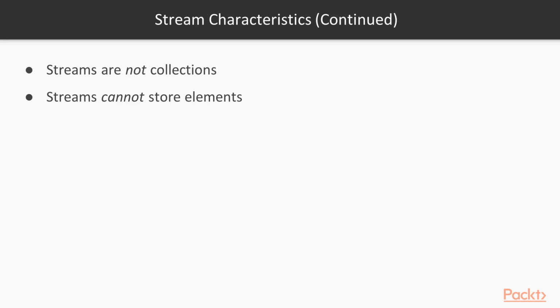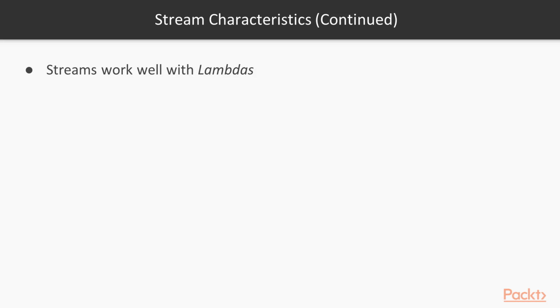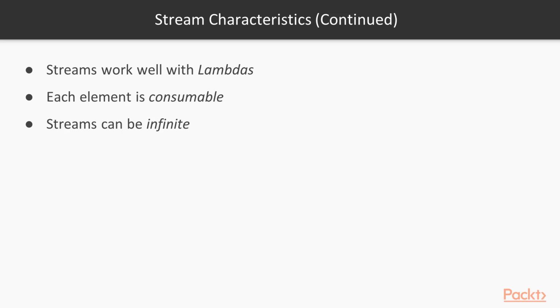They are also unable to store elements. The simplest definition is that streams are a wrapper for collections or arrays, and not a collection or an array themselves. Streams work perfectly with lambda expressions. Streams are also consumable. The elements of the stream are visited once and cannot be revisited. To revisit them, you must create a new stream, just like how you have to create a new iterator to reiterate through a collection. Streams can also be infinite, unlike collections, which have to be finite.